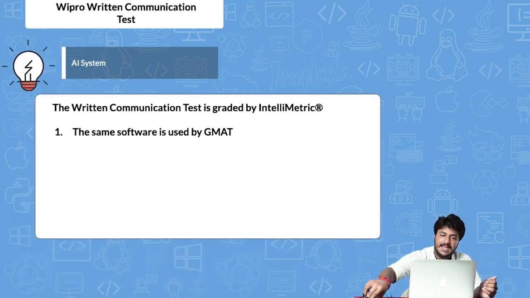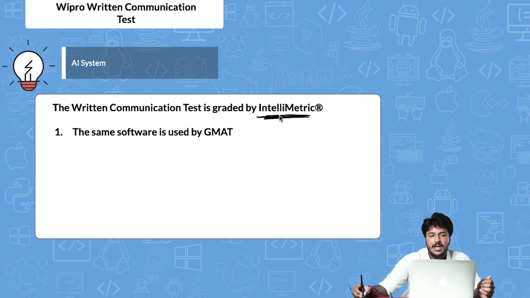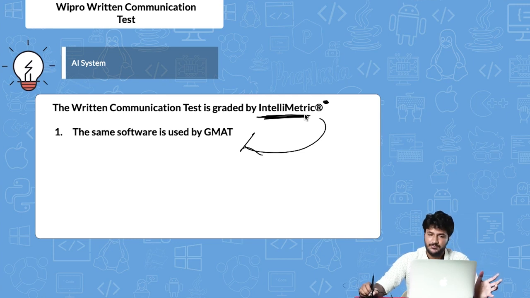Firstly, a bit of an introduction about the AI system. The AI system is called Intellimetric. It has been developed for GMAT. Intellimetric is a registered entity, which is a very good AI system. In fact, what the Intellimetric website says is that for a given essay or paragraph that is written, a human is only able to identify 4 out of 10 errors that are made, and the AI system is able to comprehend about 9 out of 10 parameters that are there. So the AI system is better than a human being.